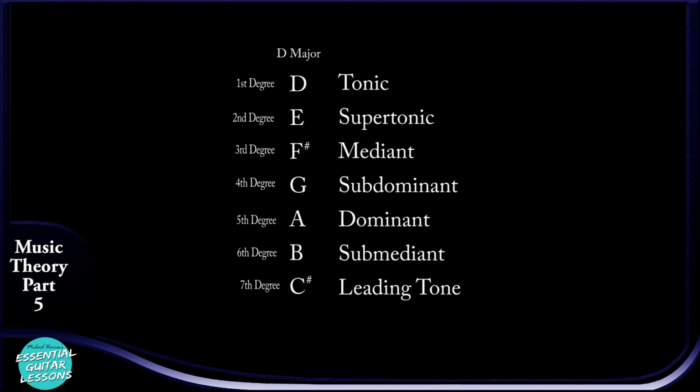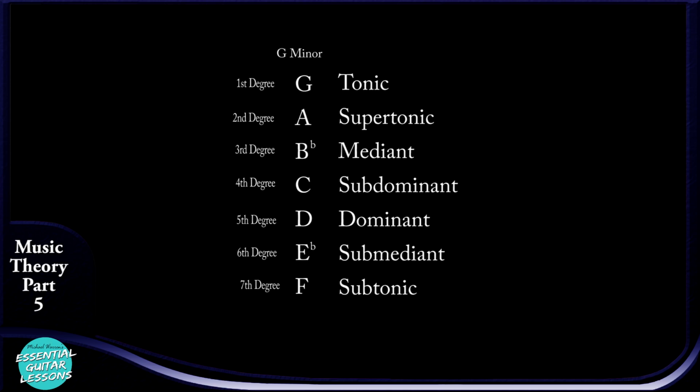And that goes for all major scales. So let's do another. If I was to have F major, the F would be the 1st degree and the tonic, the G would be the 2nd degree and the supertonic, the A would be the 3rd degree and the mediant, the B flat would be the subdominant and the 4th degree, the C would be the 5th degree and the dominant, the D would be the 6th degree and that's the submediant, the E would be the 7th degree and that's the leading tone or leading note there.